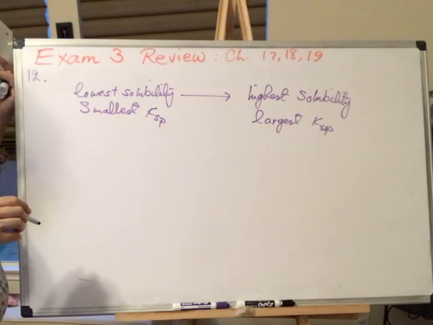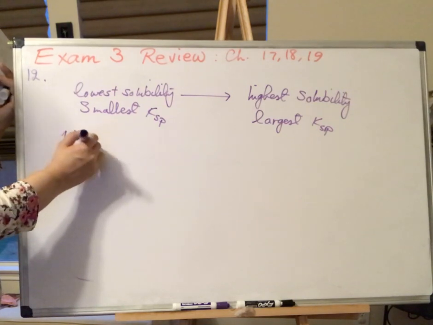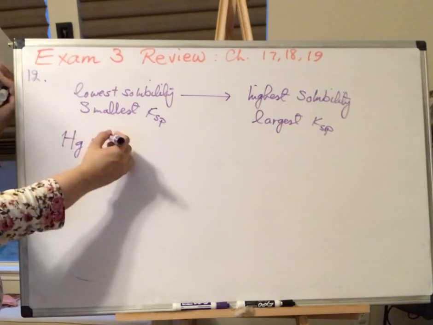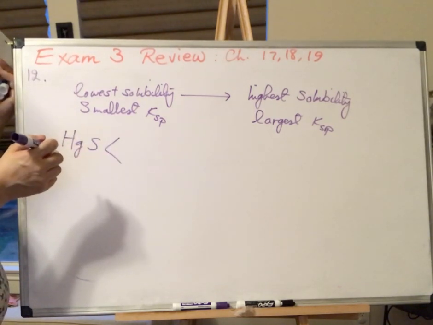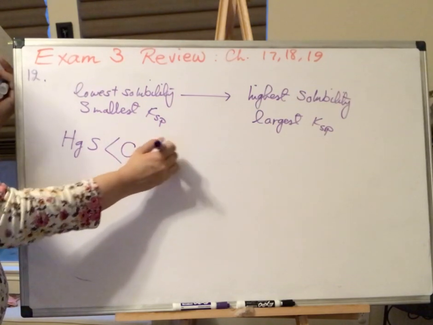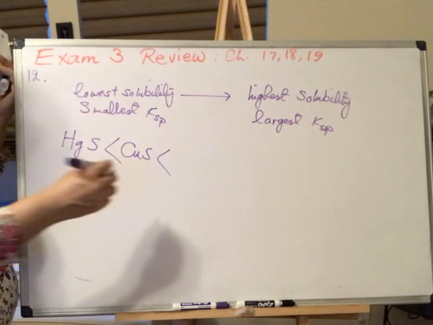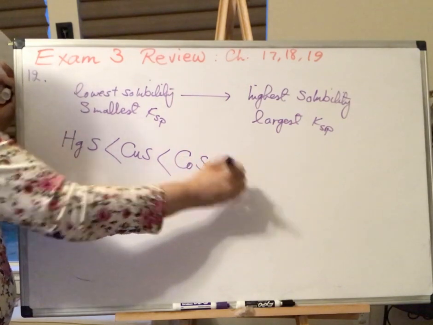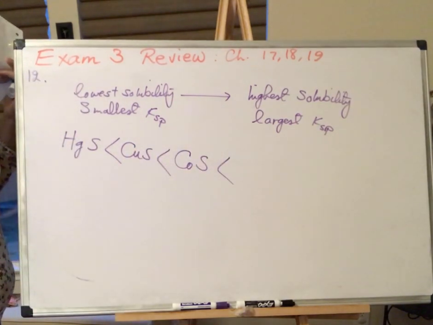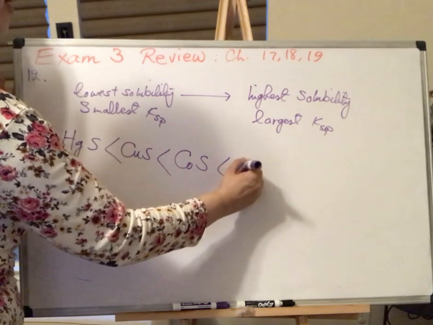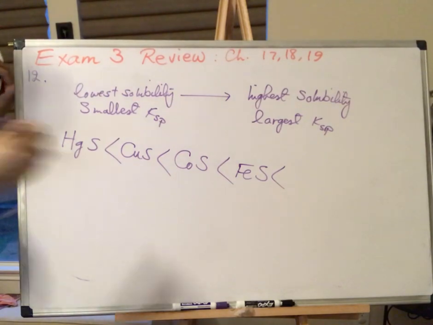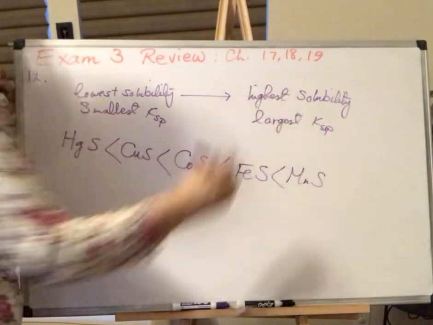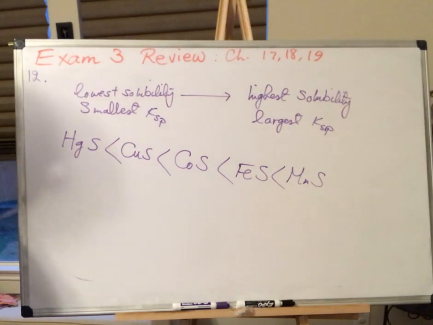The Ksp value is the one with 10 to the -52, which is HgS. What is next? The next less soluble, small Ksp, is CuS. After that you have CoS. Then you have 10 to the -18, which is FeS. And the largest is MnS. So which one of these answers gives you this trend? Isn't it B?